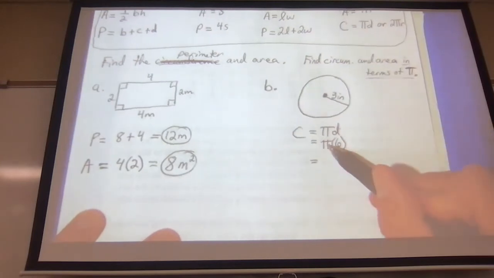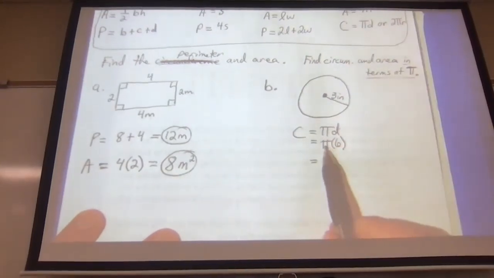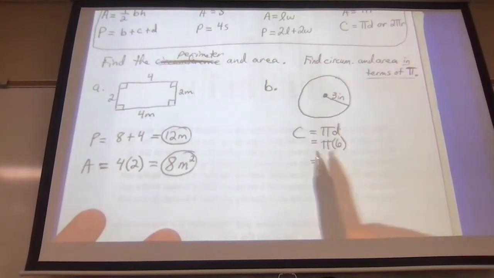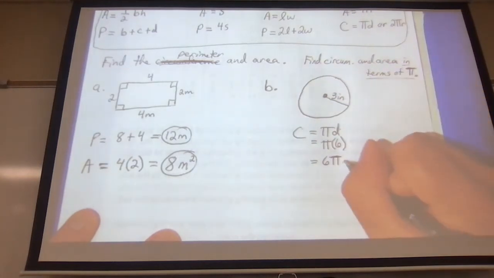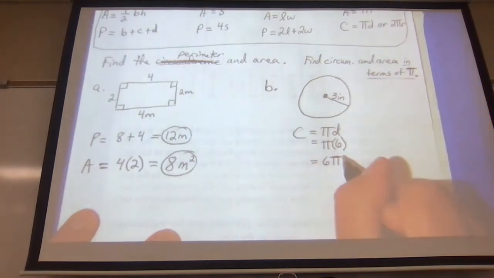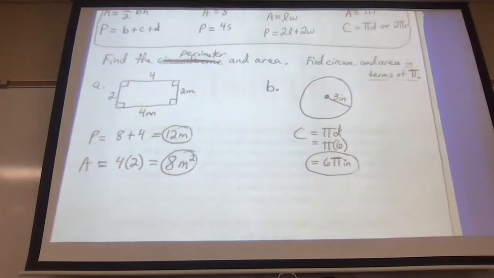And we kind of look at that pi as being like a variable. If you had x times 6, you would write it as 6x. We have pi times 6, so we're going to write that as 6 pi. And if you want to label it, it would be inches. And that's as far as your answer goes. You're not going to put it into the calculator to get a decimal. You're going to leave it as 6 pi. So when it says in terms of pi, you want that pi in your answer.